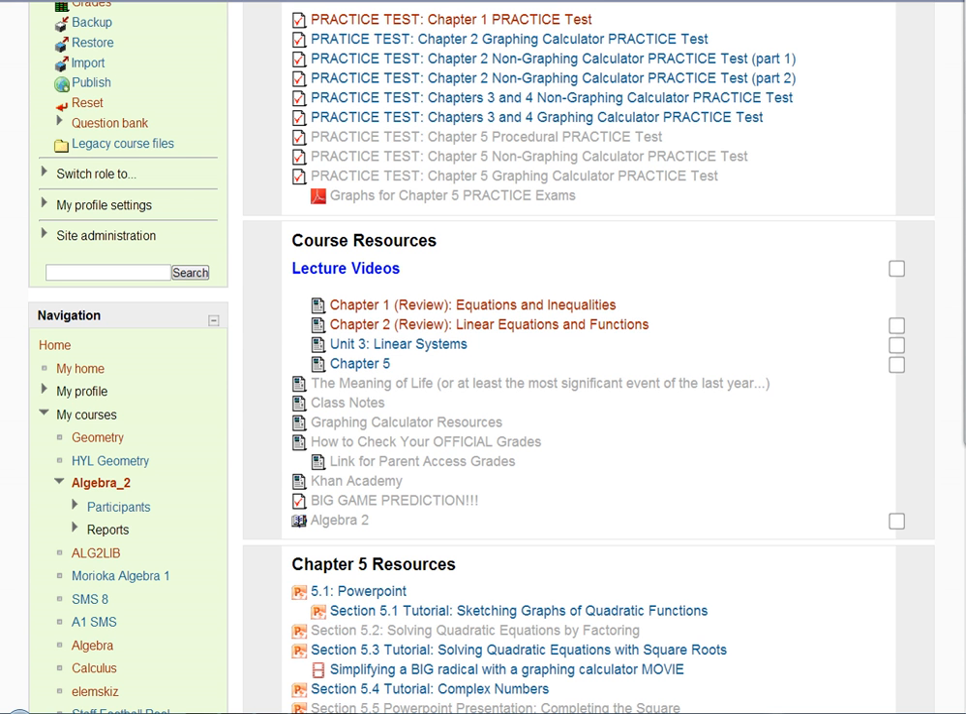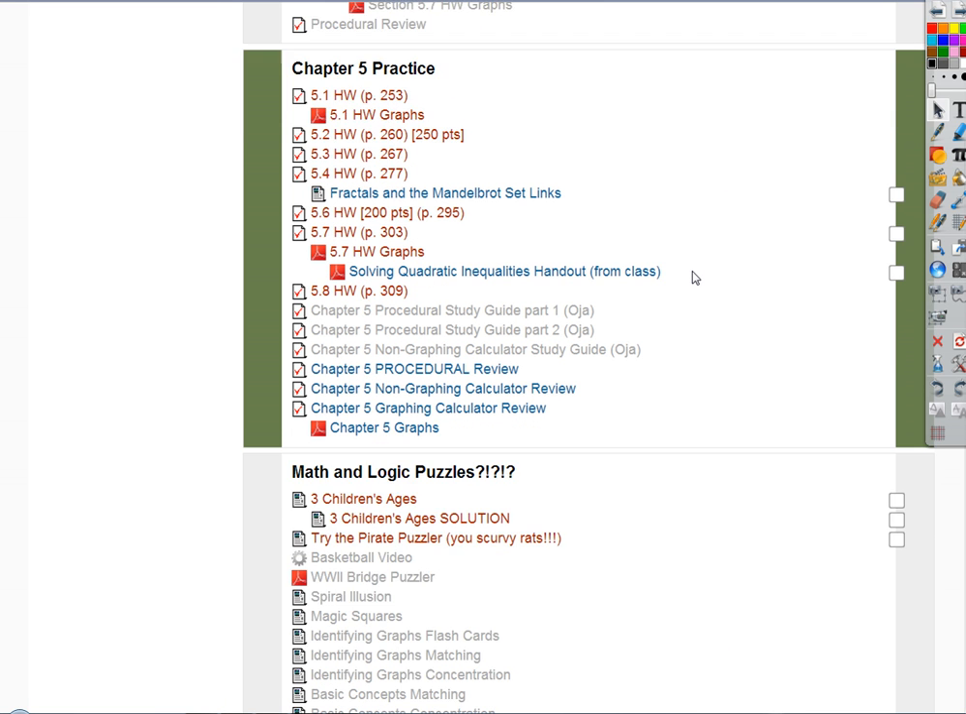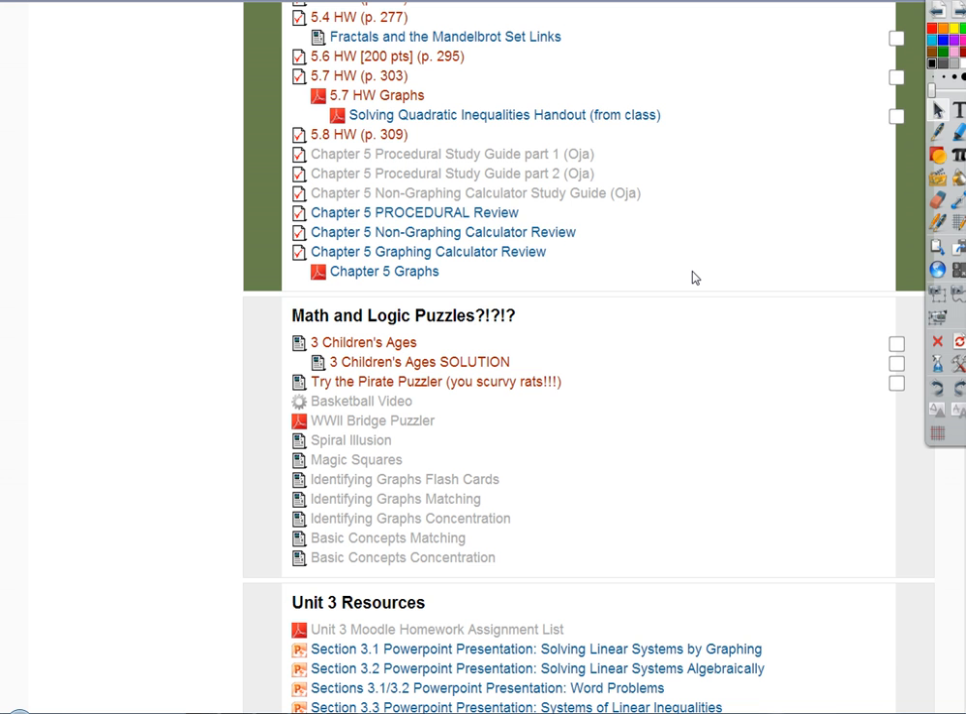Okay, as you finish up 5.8 and you move on into the review assignments, if you look over here, there are 3 review assignments in Chapter 5. Right there, these 3. It says the procedural review, the non-graphing calculator review, and the graphing calculator review.